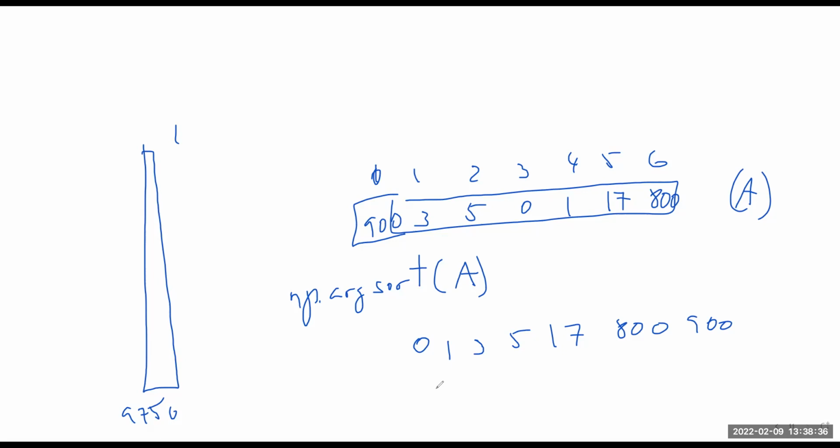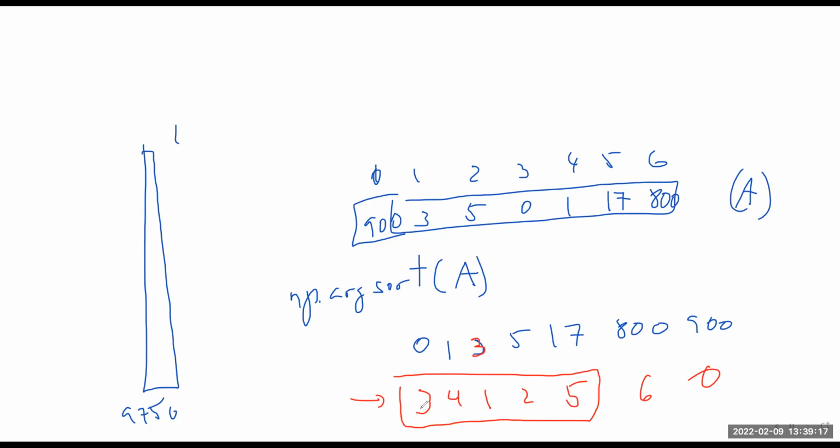So then 0 is actually 3, 1 is 4. Oh, sorry. 0 is actually 3, 1 is 4. What was this number? 3, right? So 3 is actually 1, 5 is actually 2, 17 is actually 5, 800 is actually 6, 900 is actually 0. You see that? So this is what you get, the list of indices. If I just take the top 5, just those, then now I know that for the Matrix, I just need to look at ID 3, 4, 1, 2, and 5. And those are the movies that I want to recommend. That's it.